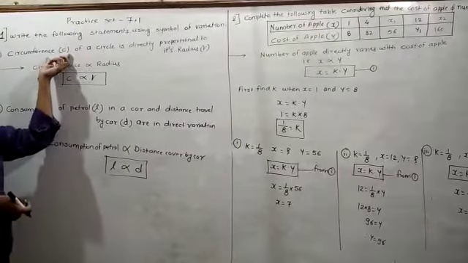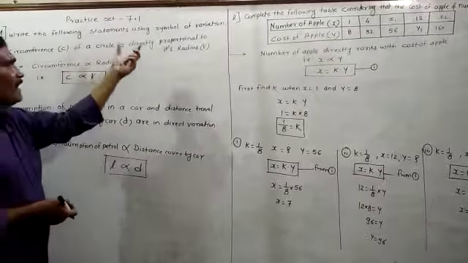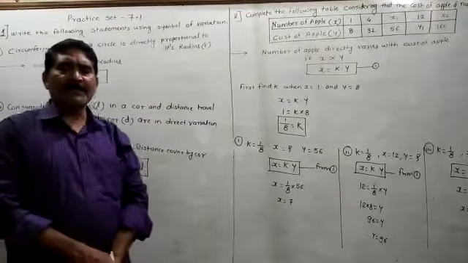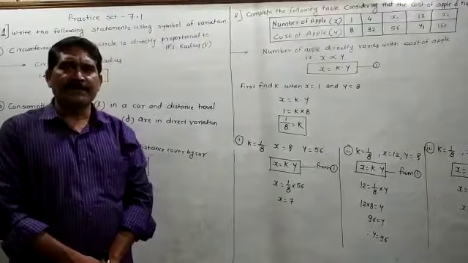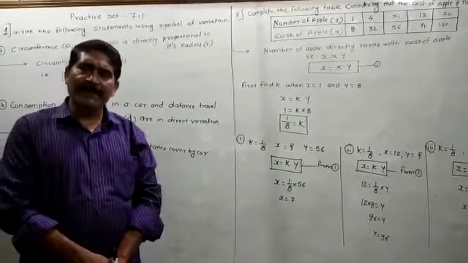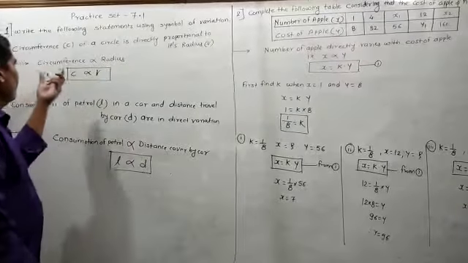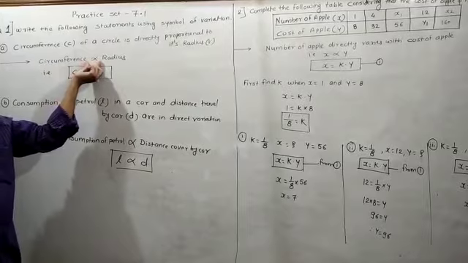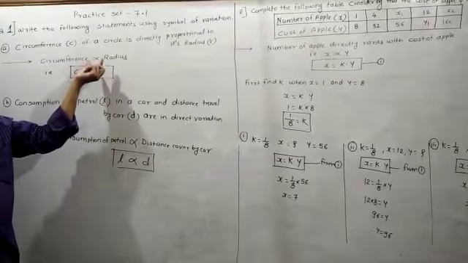Circumference is represented by C. The circumference of the circle is directly proportional to the radius. Means the circumference of the circle directly varies with the radius. So I will write this as the circumference of the circle, with the sign of proportion.